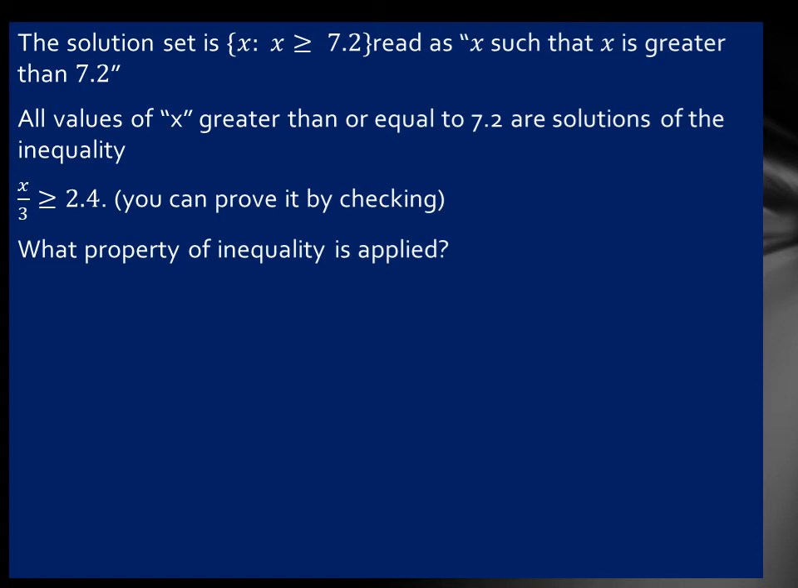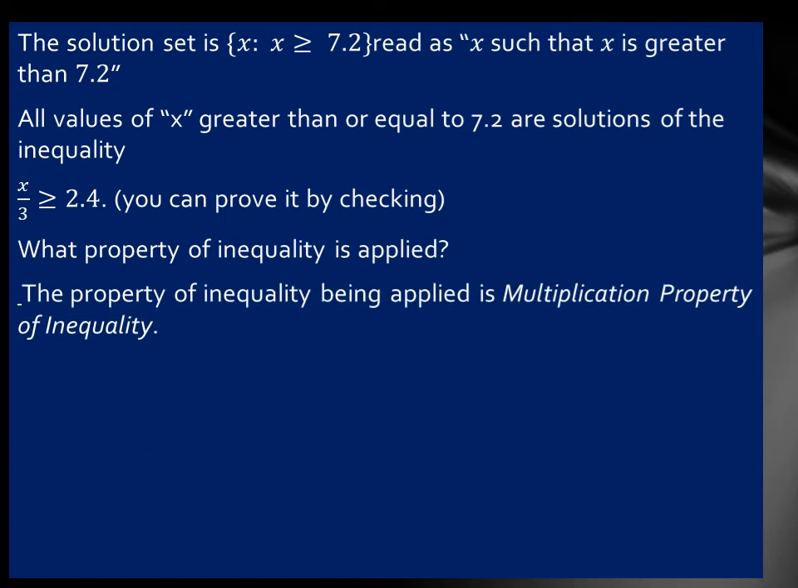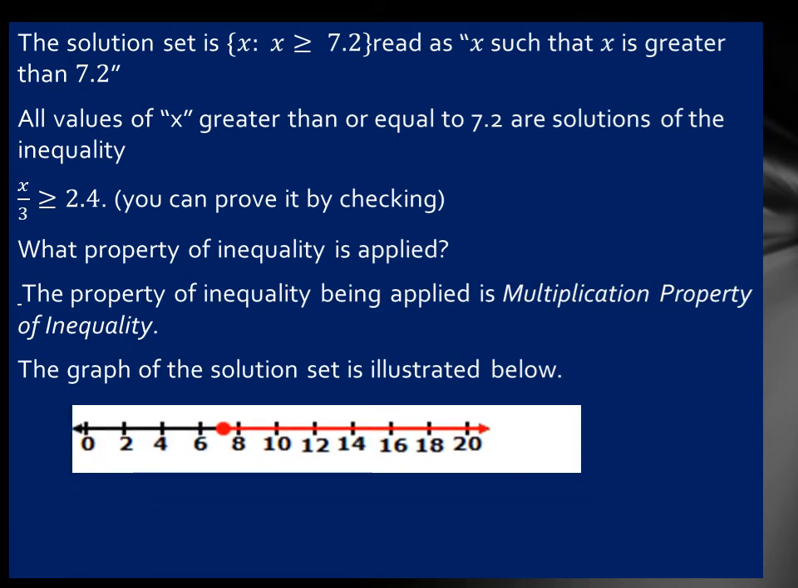What property of inequality is being applied? We have the multiplication property. The graph of the solution set is illustrated below, this one. As you can see, there is a black or red spot on 7.2, and it extends to the right because the symbol we are using is greater than or equal to.